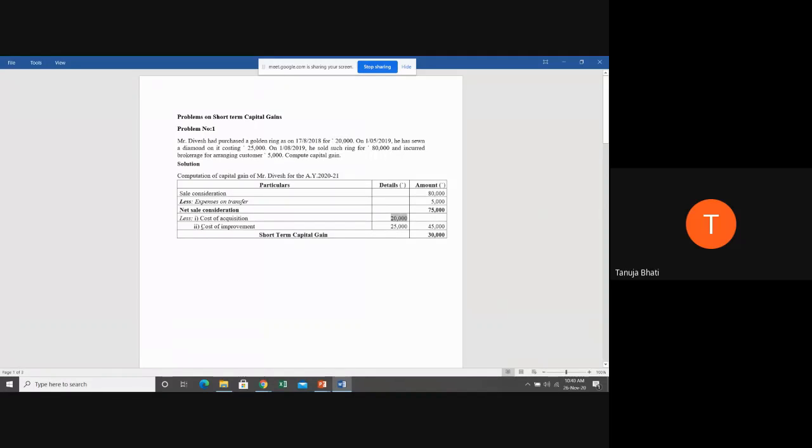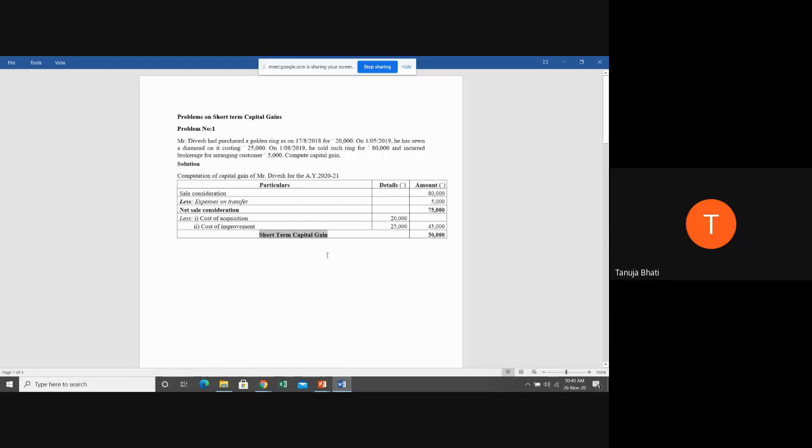Next, you will deduct cost of improvement, which is any cost incurred to improve the quality or value of the asset. So 25,000 is the cost of improvement. So total is how much? 45,000. So from 75,000, you deduct 45,000. You will get 30,000. So this is the short-term capital gain.